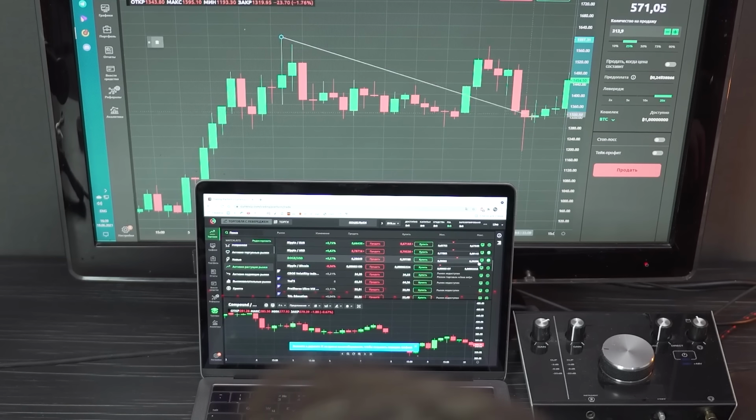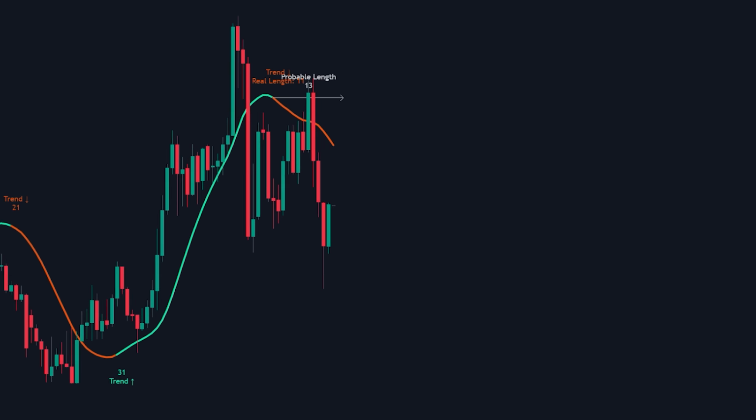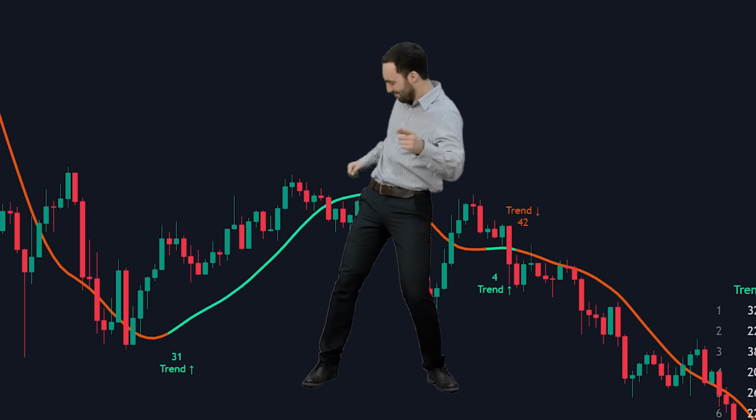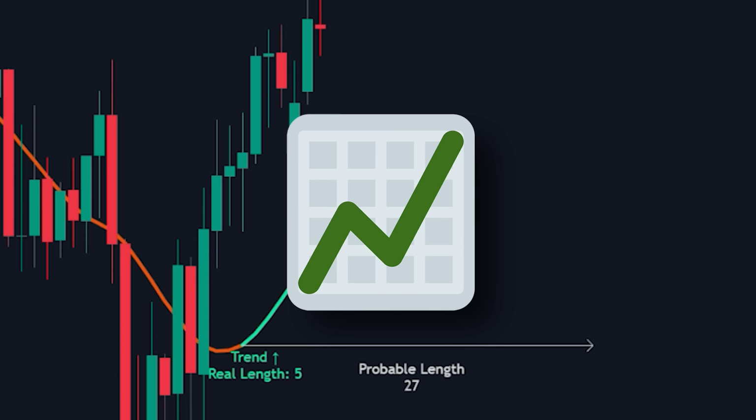While everyone's obsessing over support and resistance levels, I'm using a tool that tells me exactly how long the next trend will last. And today, I'm revealing this approach that completely transformed my trading results. Look at this chart right here. After this bearish trend exhausted itself, the market started its upward climb.